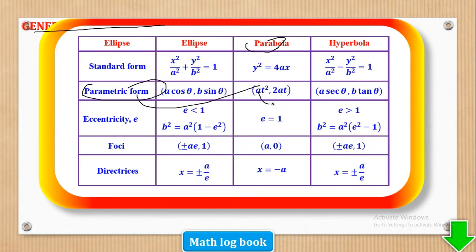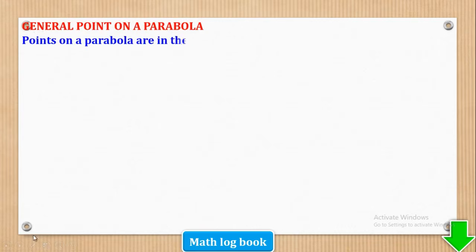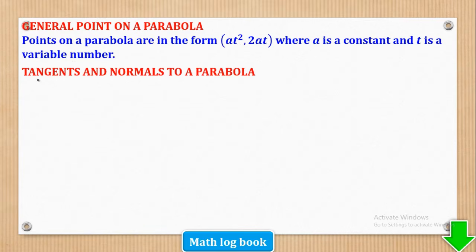So a is a constant, which is here, then t is the variable. So it can be t, it can be p, it can be q, depending on what you want, as long as you remember that it is a variable. So you come here and say that the points on a parabola are in the form this, where a is a constant and t is a variable number. So now we shall go to tangents and normals to a parabola.